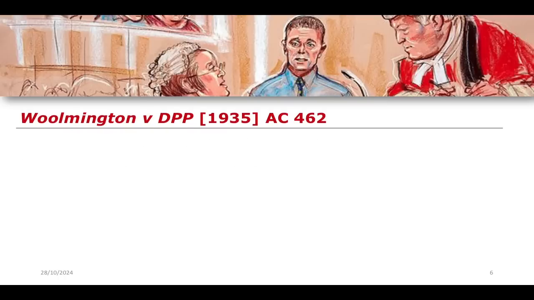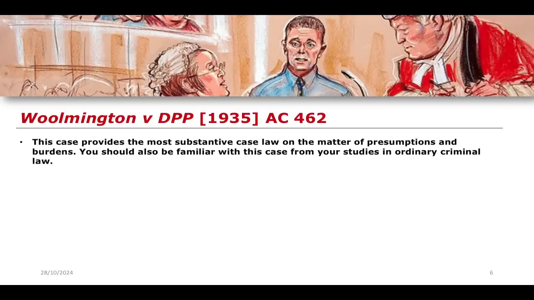And this takes us all the way back to the case from 1935, of Woolmington versus the Director of Public Prosecutions. Because this is where we get the famous golden thread quote relating to not only the idea of the legal burden, but also the idea of the presumption of innocence. So, it provides the most substantive case law on the matter of presumptions and burdens.